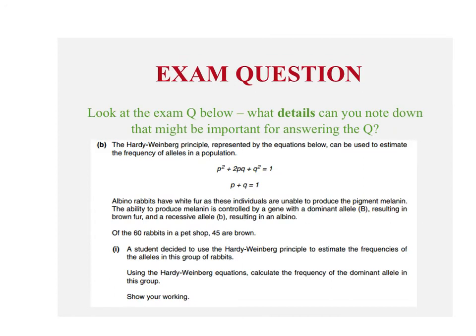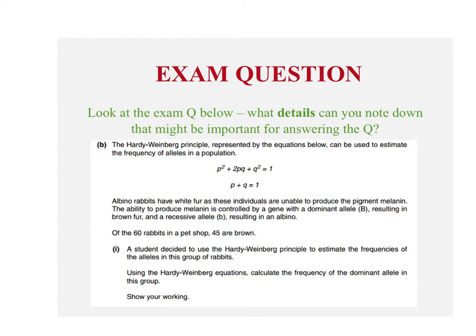So let's have a look at this exam question, and we need to think about what the important bits of information are. So spend some time reading. I'm going to dictate it to you as well. The Hardy-Weinberg principle, represented by the equations below, can be used to estimate the frequency of alleles in a population. Albino rabbits have white fur as these individuals are unable to produce the pigment melanin. The ability to produce melanin is controlled by a gene with a dominant allele B, resulting in brown fur, and a recessive allele little b, resulting in an albino. Of the 60 rabbits in a pet shop, 45 are brown.